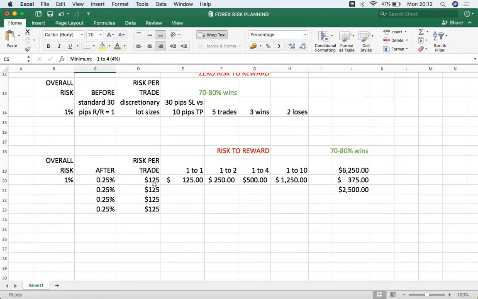Now, if I lose all these 4 trades consecutively, and what I tell people is if you lose 4 consecutive trades, get out of the market. If you lose 3 consecutive trades, get out of the market. Okay, don't trade again, wait until tomorrow.